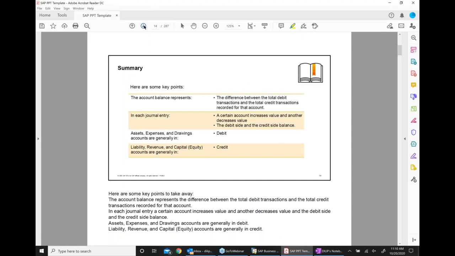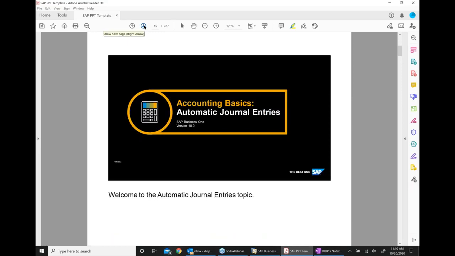So we talked about different general ledger. We saw the posting. Now we're going to talk about something called automatic general entry. In the last exercise, when we created an AR invoice, at the time of the AR invoice, the system automatically did my automatic general entry. So automatic general entry happens automatically.